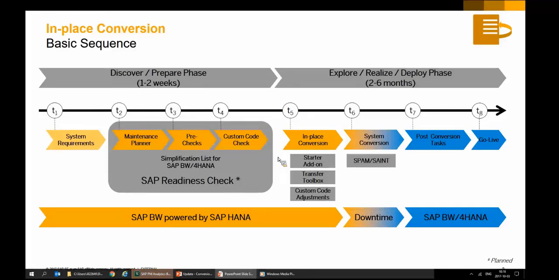Most of the time you'll spend during the in-place conversion. After you make the decision to go with in-place, you install the starter add-on and then use the Transfer Toolbox to convert all your data models. Along with that, you adjust the custom code, and when everything is done, you do the final downtime with the system conversion. There's a little bit of post-conversion to do. That happens in a couple of hours together with the go-live, and then you hand over the system to your end users.